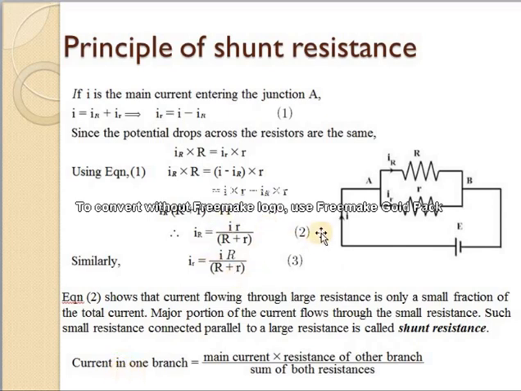And also from equations 2 and 3, we can see that when a current is split into two branches, then the current in one branch, I capital R or I small r, has similar expressions. So the current through the capital R equals main current into the resistance in the other branch divided by the sum of resistances. Similarly, the current through the smaller resistance, I small r, equals again main current into the resistance in the other branch divided by the sum of the resistances. So we have a general expression for the current in one branch, that is equal to main current into resistance of the other branch divided by the sum of both resistances.